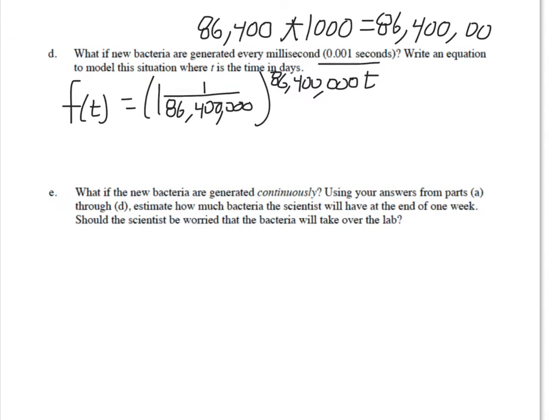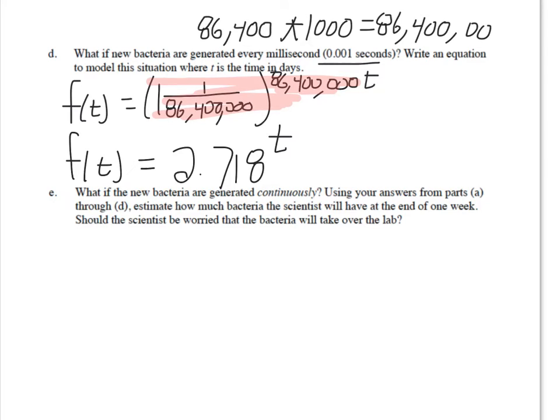Now I'm going to do all of this in just one step. I'm going to take and raise 1 and 1 over 86,400,000. I'm going to raise that to the 86,400,000. And so f of t equals 2.718 raised to the t. Now it doesn't look like this has gotten any bigger than when we compounded 86,400.